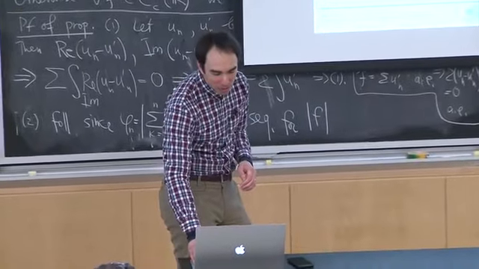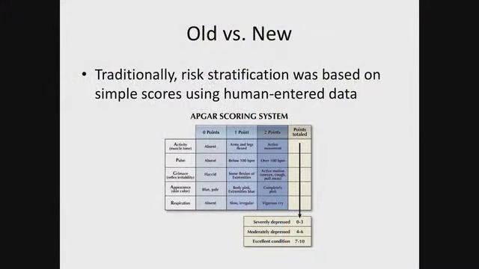So at a high level, there's the old versus the new, and this is going to be really a discussion throughout the rest of today's lecture. What's changed since that 1984 article which you read for today's readings? Well, the traditional approaches to risk stratification are based on scoring systems. So I mentioned to you a few minutes ago the APGAR scoring system.